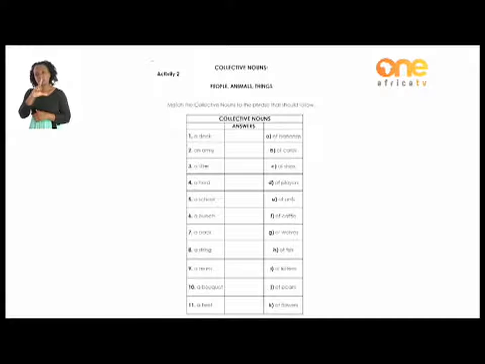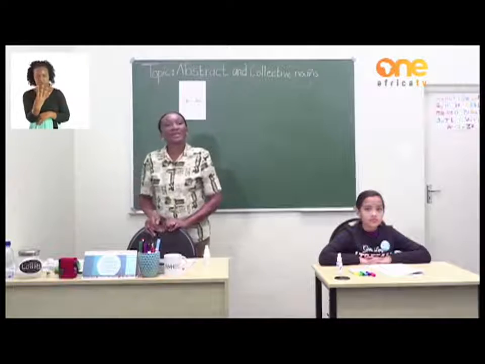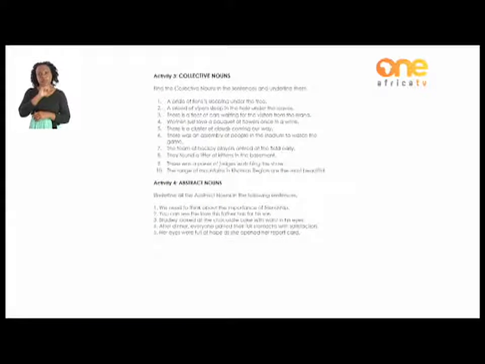What are you supposed to do? You are supposed to match the collective nouns to the phrases that should follow. Moving on to page 19, we are going to do activity 3. On activity 3, you are going to find the collective nouns in the sentences and underline them. What are you supposed to do? You are supposed to find the collective nouns in the sentences and underline them. Moving on to activity 4. Activity 4 is abstract nouns. What are you supposed to do? You are supposed to underline all the abstract nouns in the following sentences.